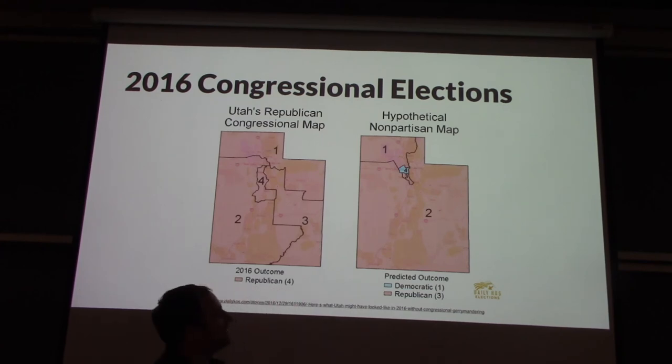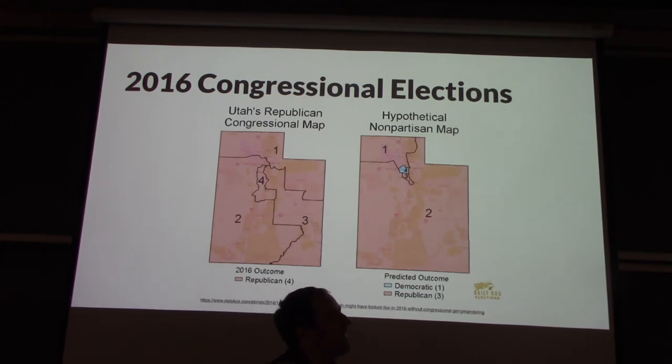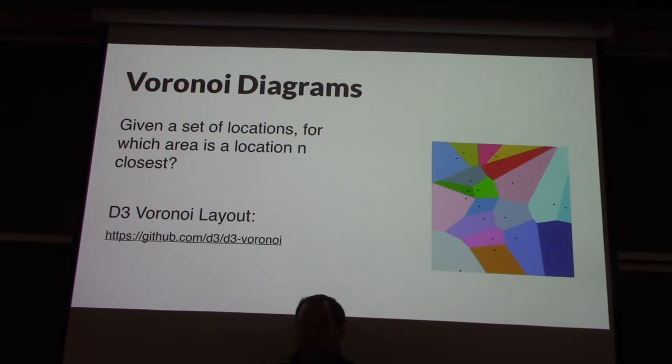So yeah, it's really a hard problem. And if you give people who have a bias a say in how to slice up districts, you get unfair results. One approach to partition spatial data are Voronoi diagrams. Voronoi diagrams are really neat partitions that, given a set of locations, partition space into regions of closeness. So here, for this dot, this pink region is where, for every point in this pink region, this dot here is the closest one.